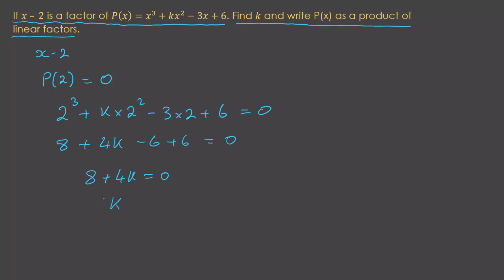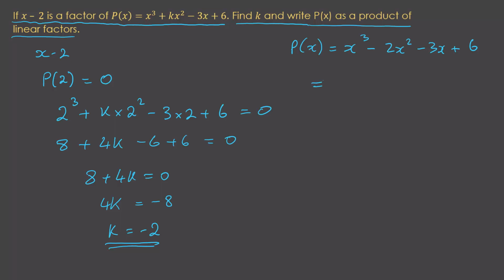Subtract 8 from both sides, 4k would be negative 8. Divide by 4 means k is negative 2. And so we know that p of x is x cubed minus 2x squared minus 3x plus 6.